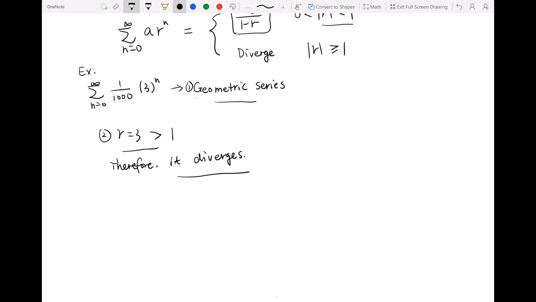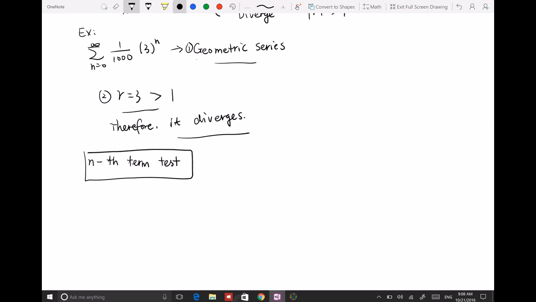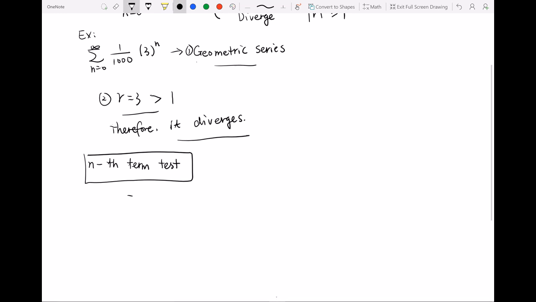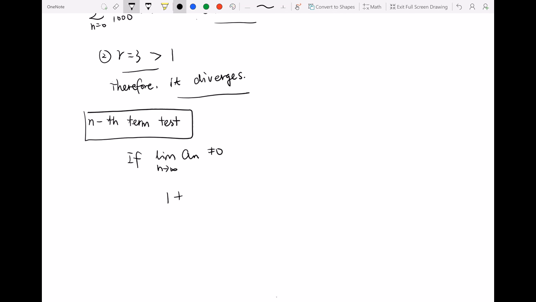So next one, I want to introduce the nth term test. What is the nth term test? Basically, I want to test if the limit as n goes to infinity of an is not equal to 0. For example, the series is the sum from n equals 0 to infinity of an, which equals a0 plus a1 plus a2 plus, continuing, plus an. Okay, now continue with that.